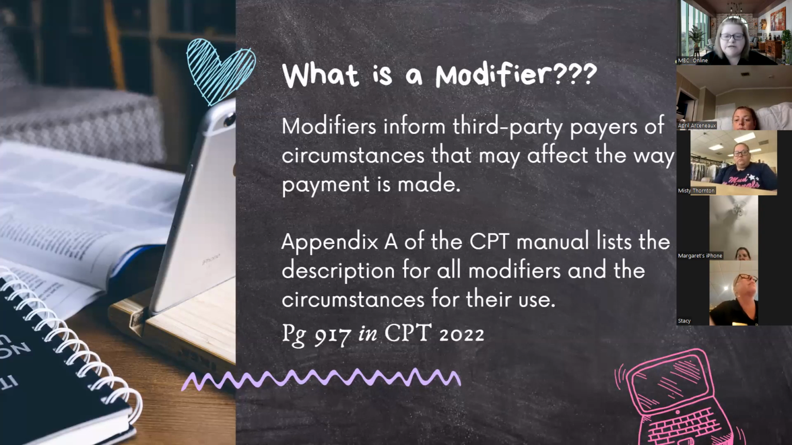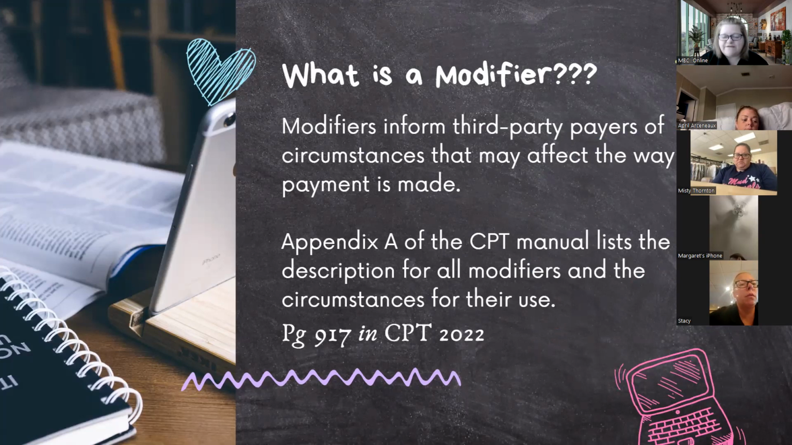All right. Appendix A of your CPT manual lists the full description for all modifiers and the circumstances for their use. If you have a 2022 edition of the CPT manual, that starts on page 917. If you want to go ahead and flip there now, then when we go over some of the most commonly used ones, you'll have those descriptions there to see how what I'm talking about is lining up with what they're saying in the CPT manual. Okay.